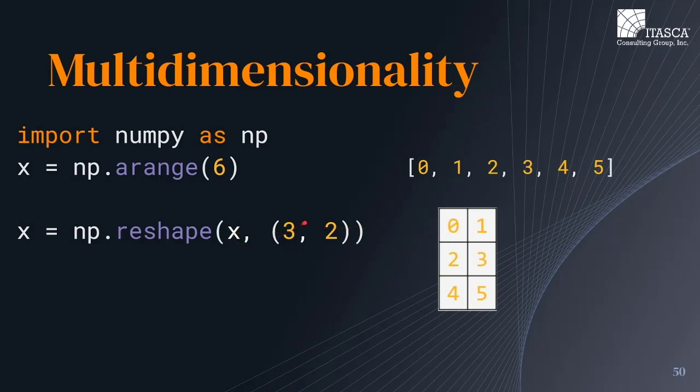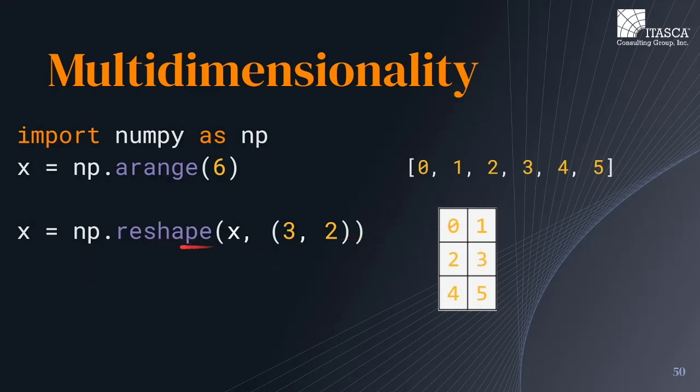Specifically, we pass in that we want 3 in the first dimensionality and 2 in the second dimensionality. So practically, this means that we want 3 rows and 2 columns. And so this initial data is then reshaped into this format.